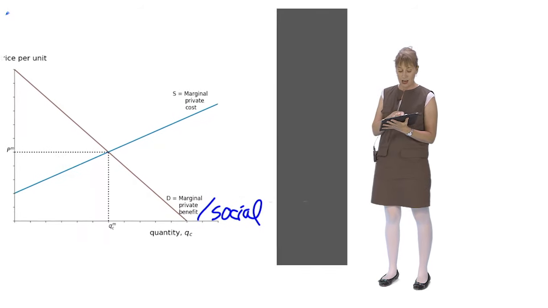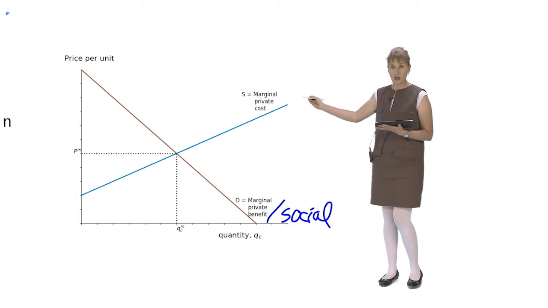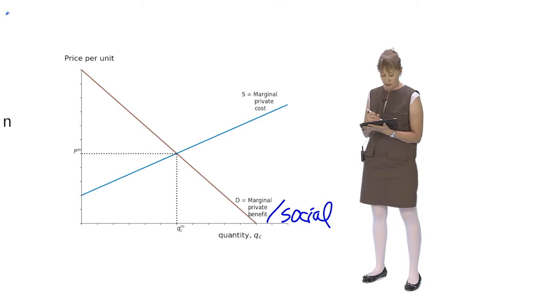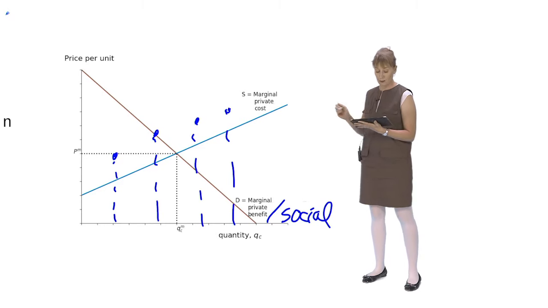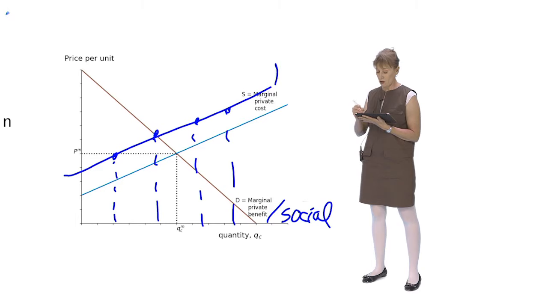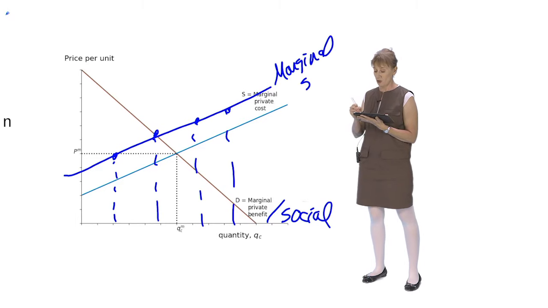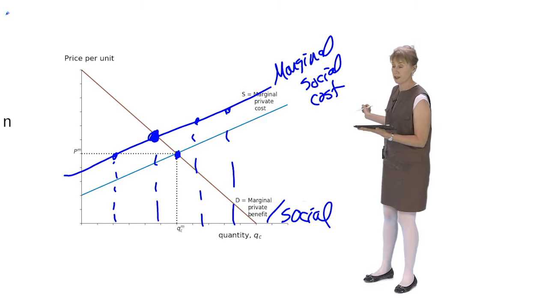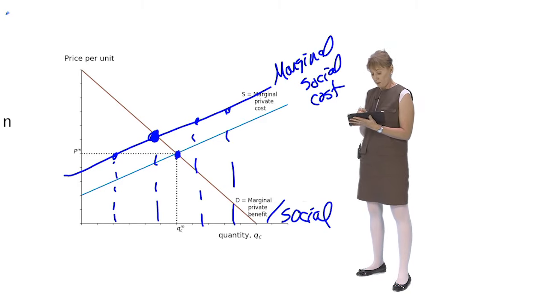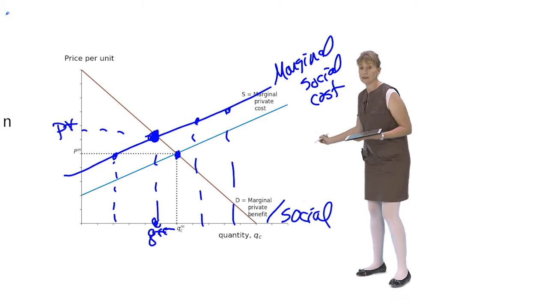So let's zoom in and draw ourselves a new marginal social cost curve. It doesn't matter how much this firm produces, social costs are higher than private costs. So here is our marginal social cost curve. This is our market equilibrium. This is our socially efficient equilibrium. Our socially efficient equilibrium has the firm producing less paper and prices being higher.